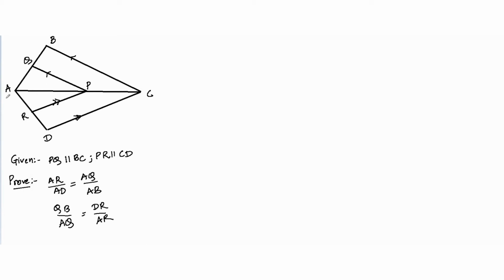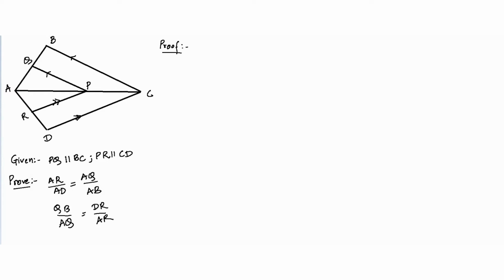So we have to prove that AR upon AD is equal to AQ upon AB, and we also have to prove that QB upon AQ is equal to DR upon AR. So let us think about how to solve these two proofs. Let's start with the first proof. I have to show that AR upon AD is equal to AQ upon AB.